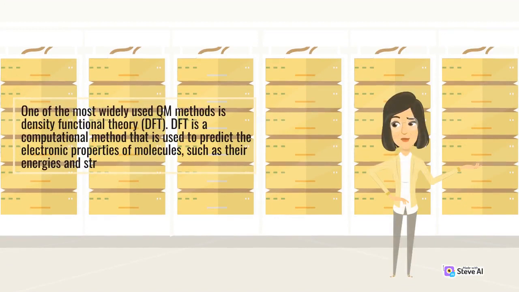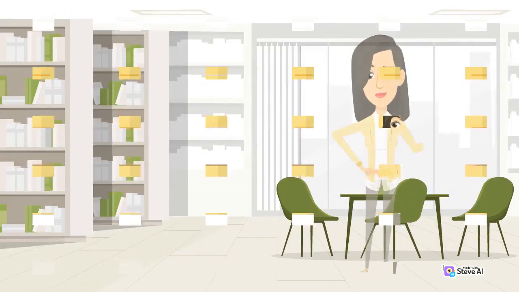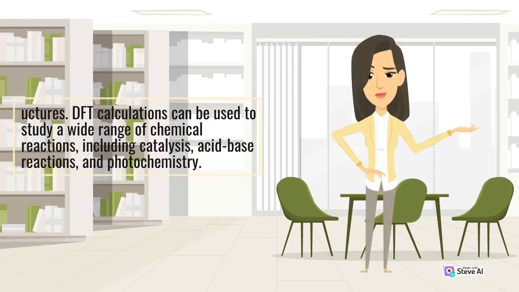One of the most widely used QM methods is density functional theory, DFT. DFT is a computational method that is used to predict the electronic properties of molecules, such as their energies and structures. DFT calculations can be used to study a wide range of chemical reactions, including catalysis, acid-base reactions, and photochemistry.